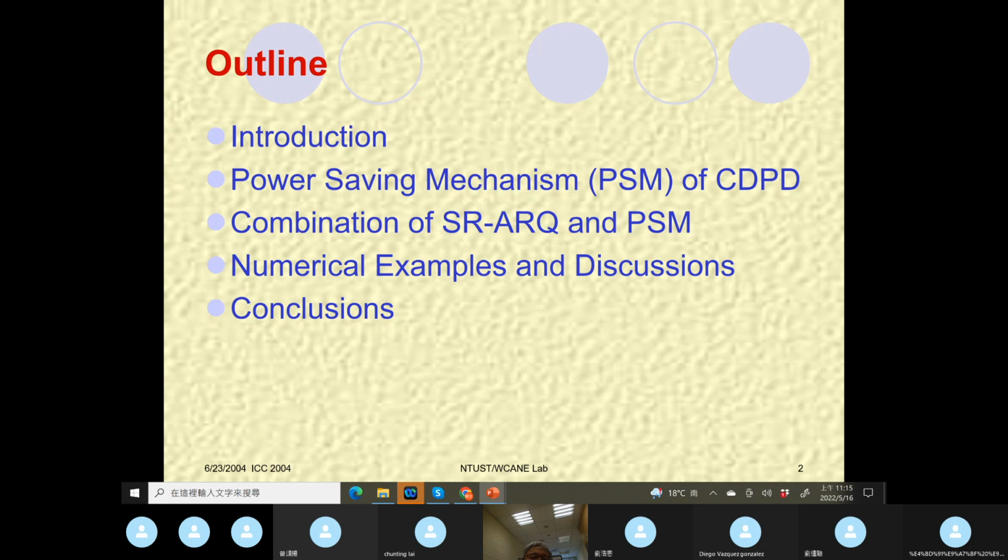And the paper talks about power saving. So we have the power saving mechanism for the CDPD, cellular digital packet data. Power saving was originally for CDPD, but the paper wants to discuss the incorporation of selective ARQ with PSM. Some of the design for the combination of SARQ and the PSM will be shown. And finally, the numerical examples and discussions.